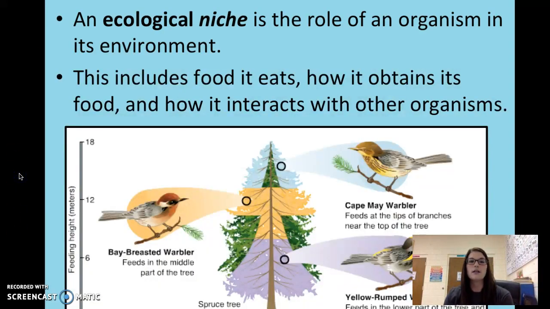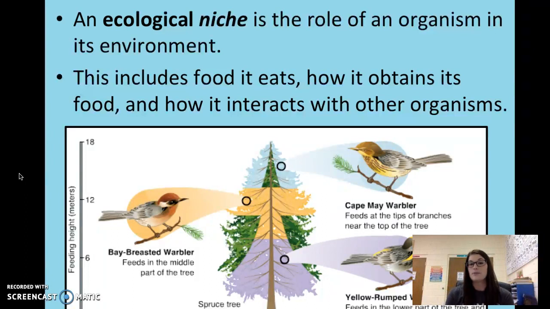So, first off, an ecological niche, or niche, either way is fine, I call it a niche, is the role of an organism in its environment. This includes the food it eats, how it obtains its food, and how it interacts with other organisms. So, the food that it eats, there's tons of organisms in every ecosystem. Whether it's eating meat like a carnivore, eating just plants like herbivores, or eating both like omnivores. How it obtains its food: it could be an autotroph, which makes its own food, a heterotroph, which needs to consume other things to get energy, or a decomposer. And then also how they interact with other organisms, which is kind of the focus of today.